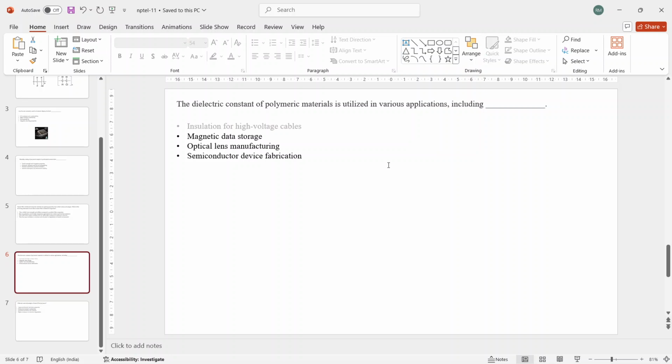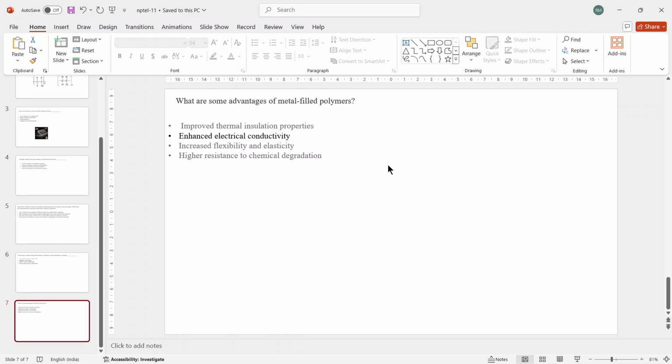So that's why polymeric materials with a high dielectric constant are best suited in that application. Magnetic data storage, polymeric materials with these kinds of dielectric constants are not exactly magnetic in nature, so they do not serve any purpose in that place. Optical lens manufacturing is more concerned with the optical properties of the polymer and not the dielectric constant. Semiconductor device fabrication can utilize the dielectric constant of the polymers in some kind of coating or some other form, but not as much as the insulation of high voltage cables. So, insulation of high voltage cables is the main example for that.